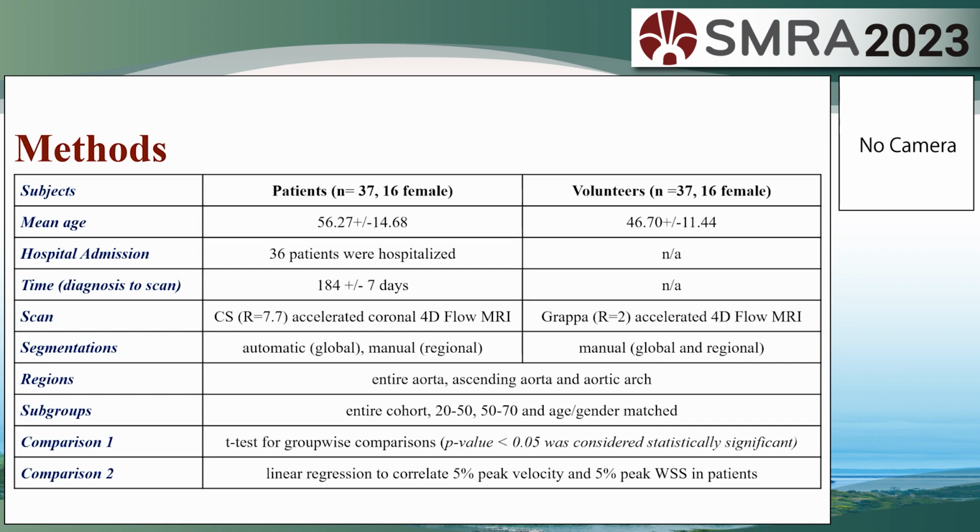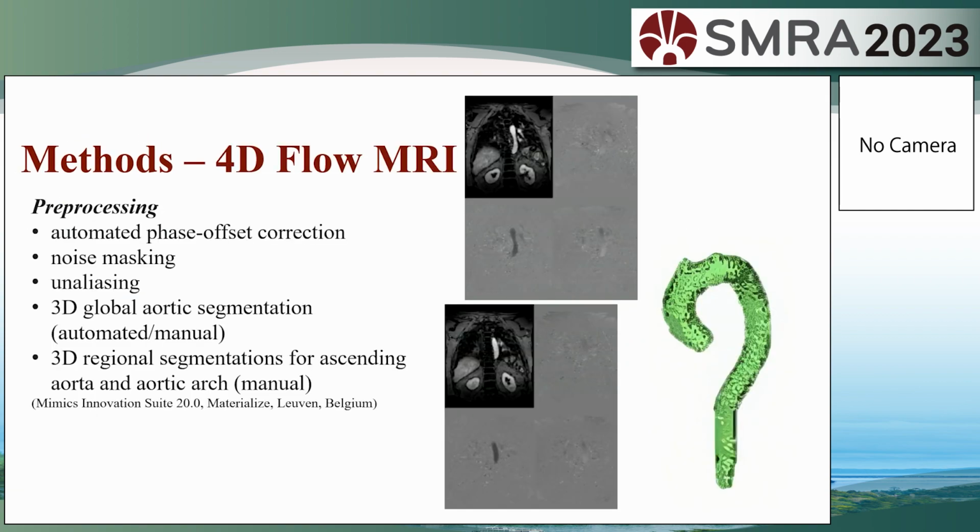T-test was used for the group-wise comparisons, and we also measured the correlations of the 5% peak velocity, voxel-wise peak velocity, and 5% wall shear stress in the entire patient group. The pre-processing of the 4D flow MRI data included automated phase offset correction, noise masking, and unaliasing. And then we did the 3D global entire aorta segmentation, which was performed automatically in the patient group and manually on a designated software in the volunteers.